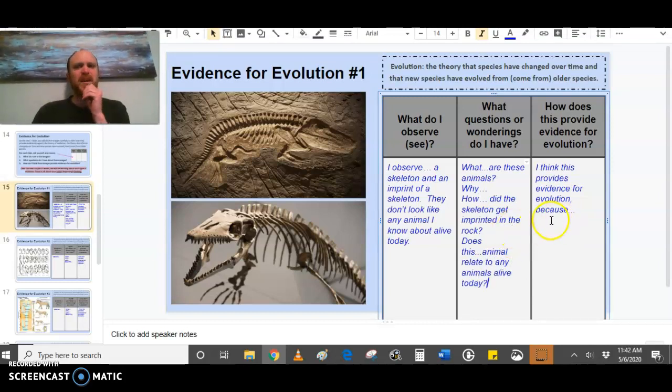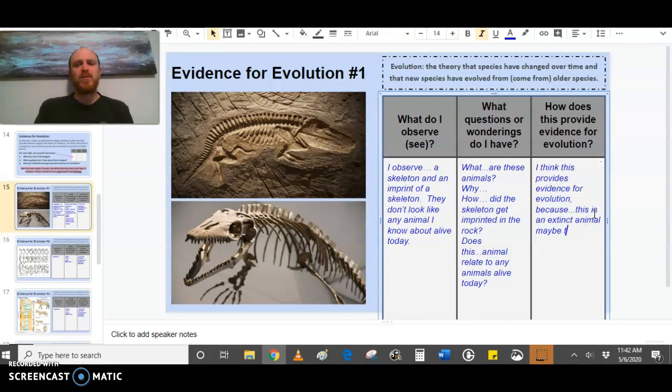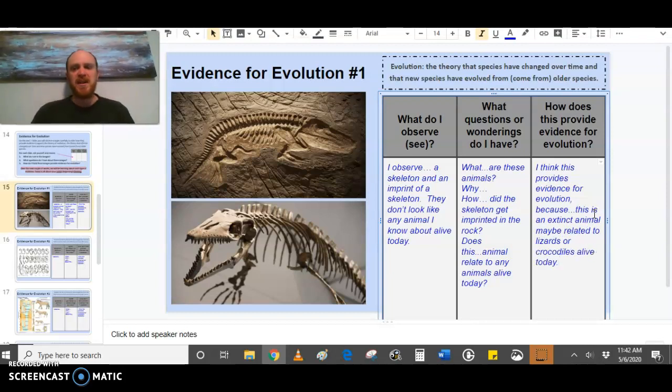So I think this might provide evidence for evolution because this is an extinct animal, maybe related to lizards or crocodiles alive today. I don't know. That's my guess. That's just an inference based on what I'm observing. And see, that didn't take me that long. I mean, I'm cheating. I'm a teacher. I've learned these things before.